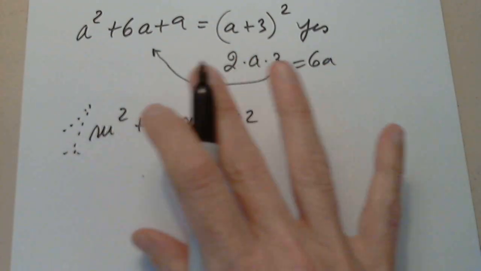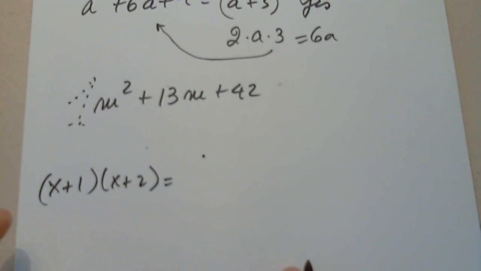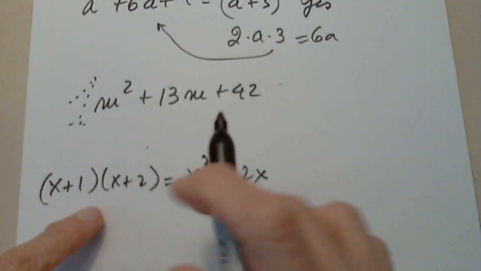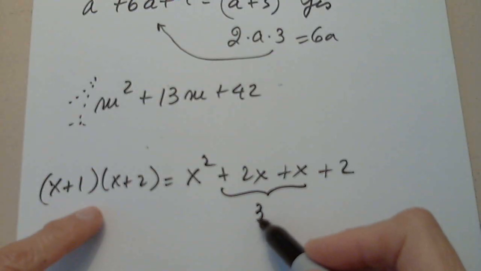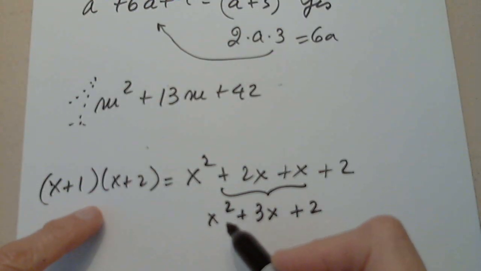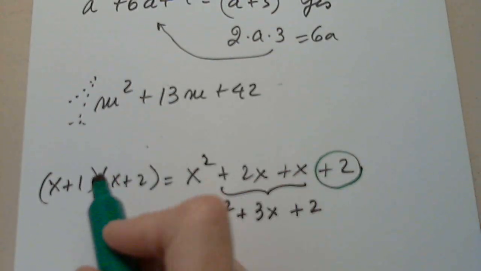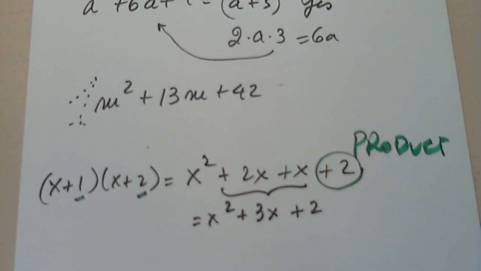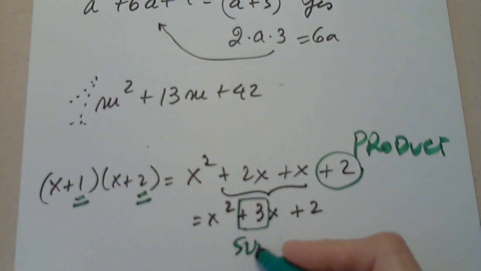Now, let me give you a simple example. If I have x plus 1 times x plus 2, what happens here when I FOIL? X times x is x squared, plus x times 2 is 2x, plus 1x is x, plus 1 times 2 is 2. So when we combine like terms, we have x squared plus 3x plus 2. So notice what happens. This number is the product of these two. So we're going to call it the product. This number, notice, is the sum of the same two.